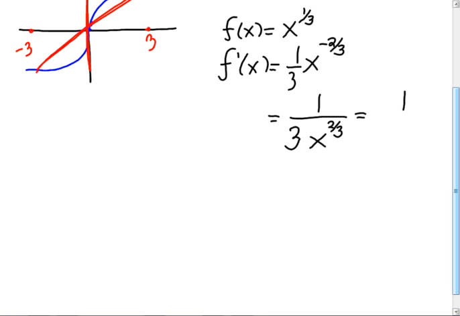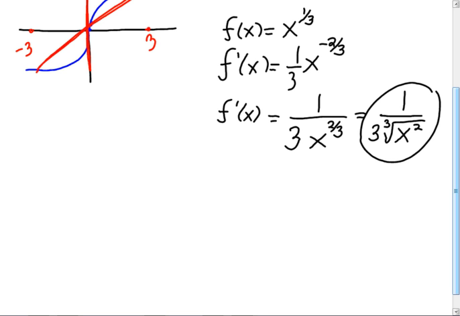I don't like fractional exponents. I don't have a feel for what they look like. So this is the cube root of x squared. So this is what f prime of x is. It's a lot easier for me to think about this one. What happens at 0? f prime of 0 is 1 over 0. What does that mean? Remember what happened when we had 1 over 0? It was undefined. So the slope doesn't exist.